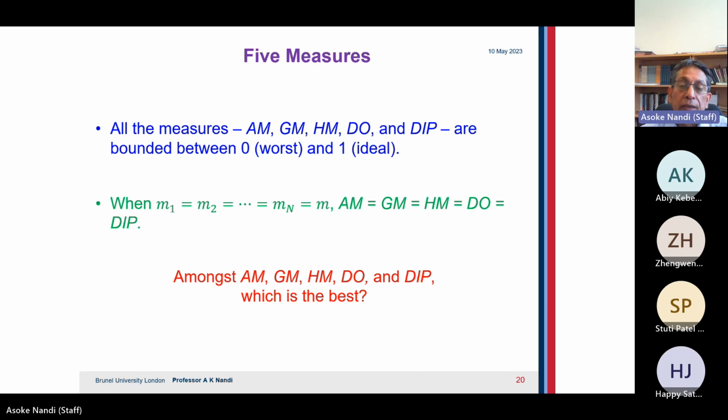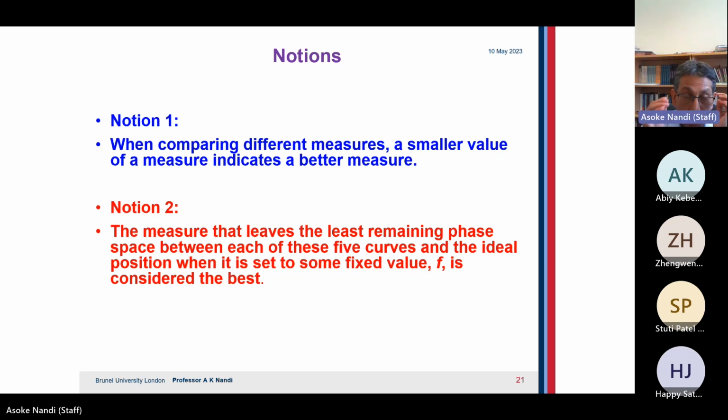But now the third question is, amongst AM, GM, HM, DO, and DIP, which is the best? There was no answer, but I'm going to tell you what's the best. Again, more details are in the paper. So I want to give you a couple of notions. These are not exactly proofs of something, but more nuance.